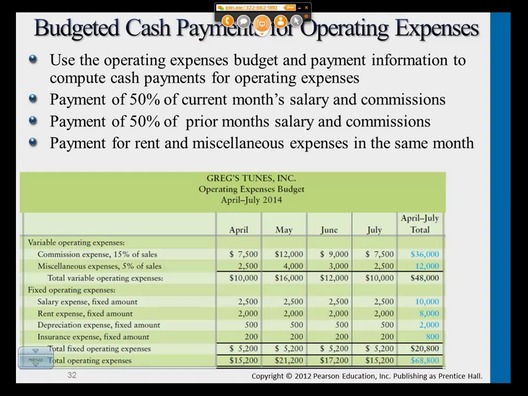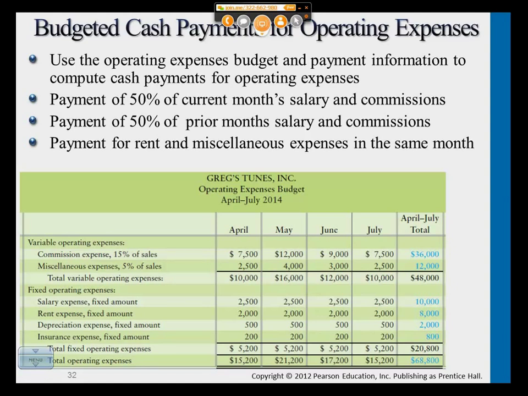So again, we're going to say that 50% of current month's salary and commission, and then 50% of prior month's salary and commission. Okay, just for the simplicity of it, we're going to call it 50%. When you are actually dealing with the problem, it can be anything else. It's not always 50%. And then payment for rent and miscellaneous expenses are in the same month.